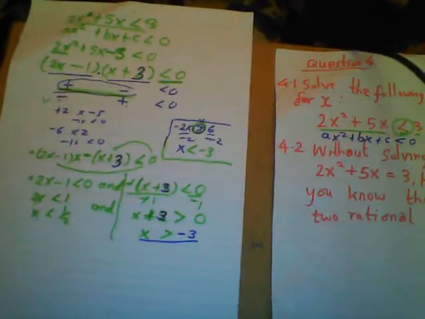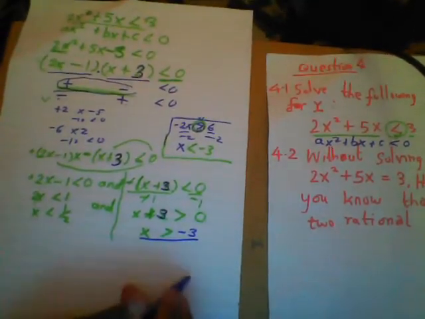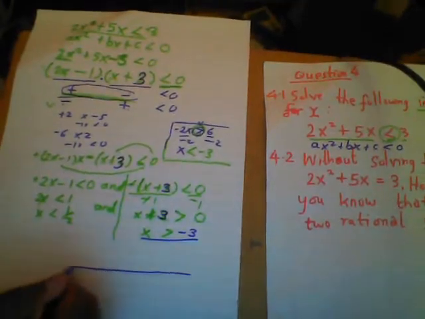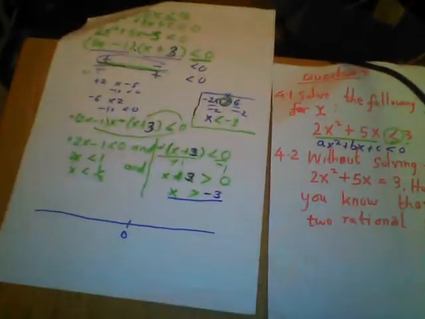So this one goes over. It's going to be negative what? x is greater than negative 3, and x less than a half. So let's see if it's true. We're going to do a number line here to see if it's true.